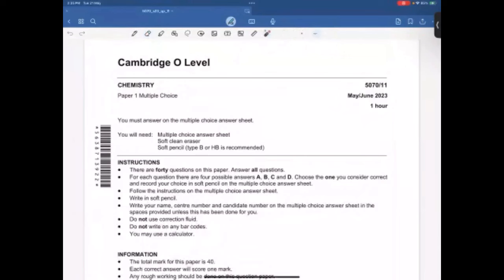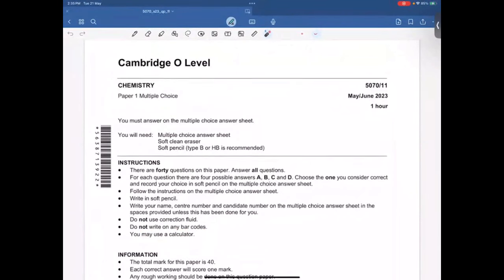So let's start paper 1, which is a multiple choice question of O level 5070, May June 2023, variant 11. The duration of this paper is 1 hour. We have 40 questions in this paper and we need to attempt all of them. You cannot use correction fluid in it, cannot write in any barcode, and you can use the calculator.